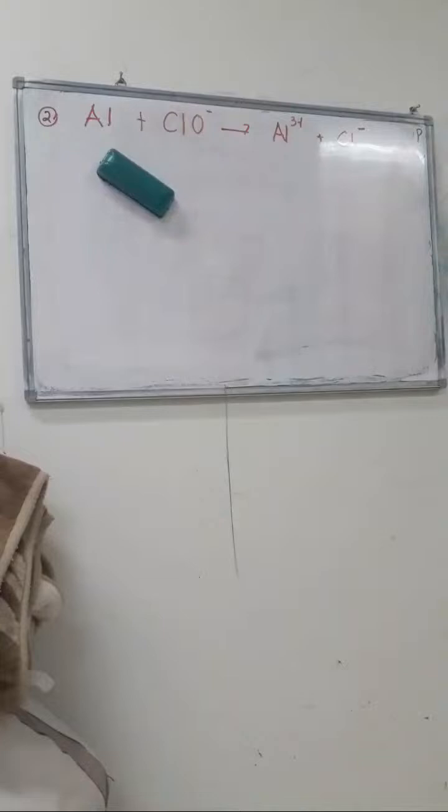Balancing in acidic solution. A while ago, we had just finished one example. Now we proceed to another example. Kindly have your eyes on the whiteboard. Example number 2: we have aluminum plus hypochlorite equals aluminum 3 plus chloride.